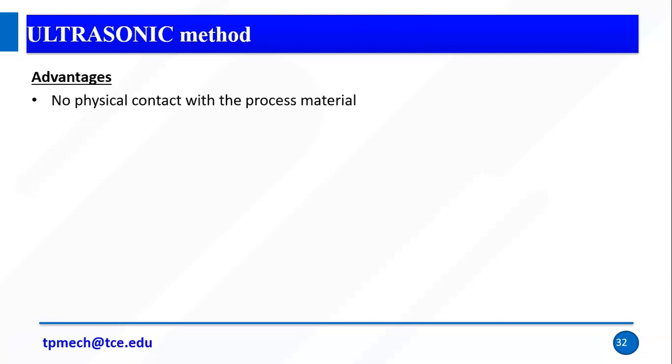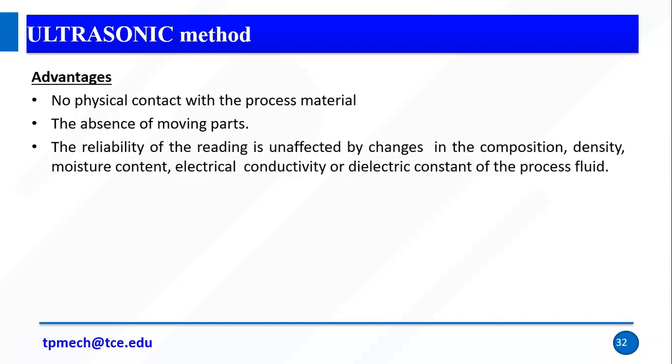Right? So the advantages are that there is no physical contact with the process material. I only pass ultrasonic rays, so there is no contact between the instrument and the material. There are no moving parts, right? And the reliability of the reading is unaffected by changes in the composition, density, moisture content, electrical conductivity or dielectric constant of the process fluids. Right? So the reading is sufficient.